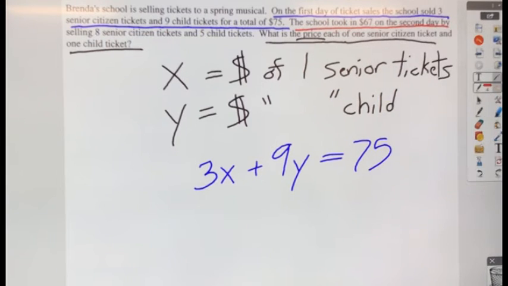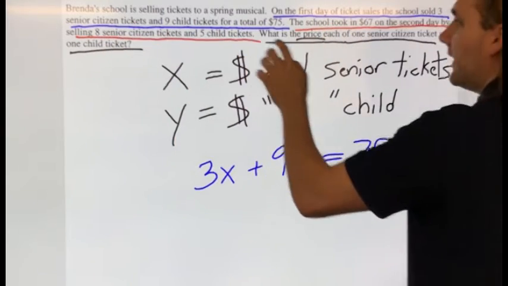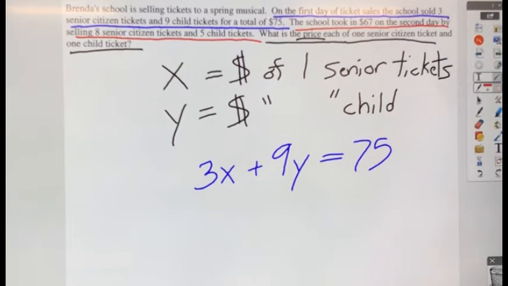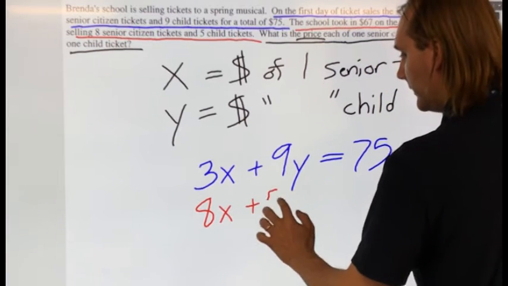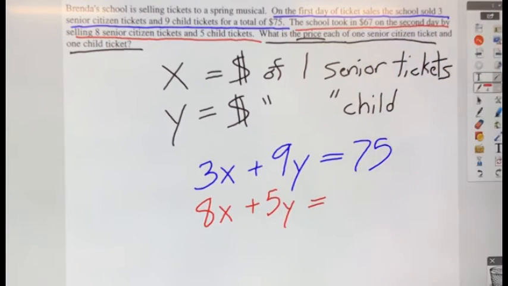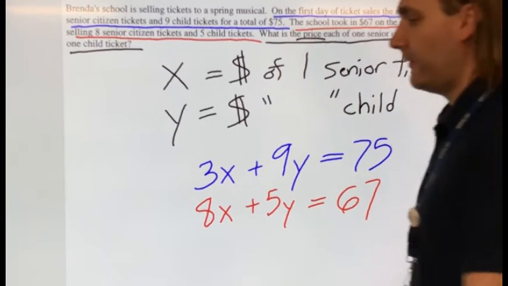Equation 2: the school took in $67 by selling 8 senior citizen tickets and 5 child tickets. So 8x plus 5y equals $67. Very nice. That is correct. There's my 2 equations, a 2x2 system, which I can solve by graphing.